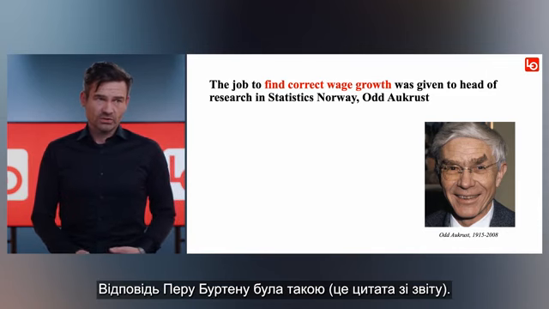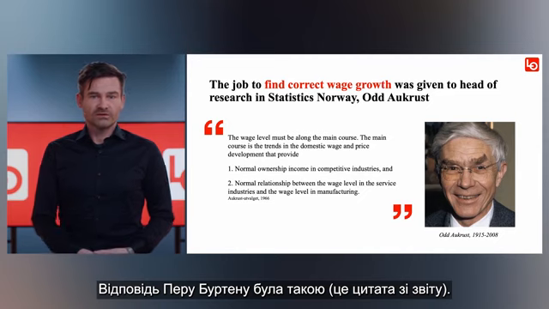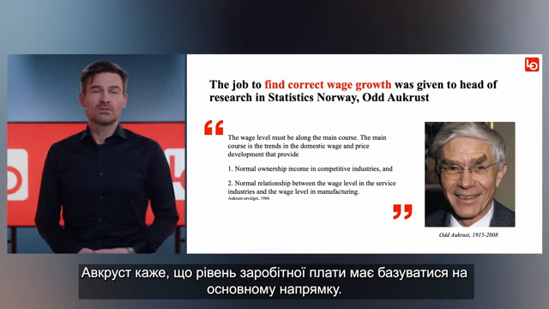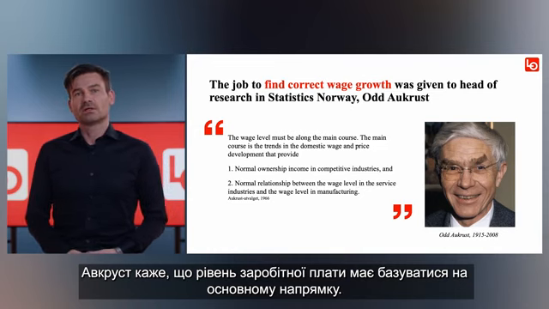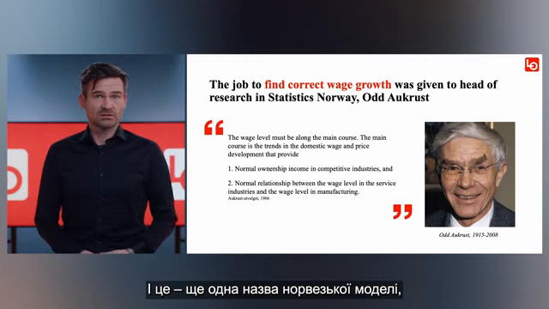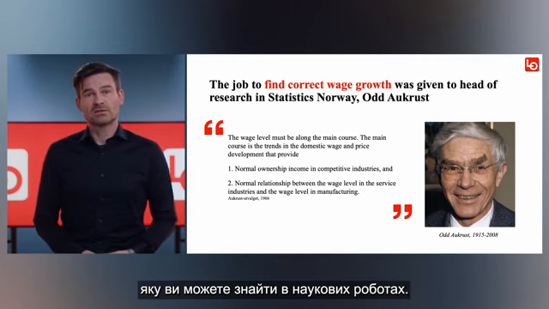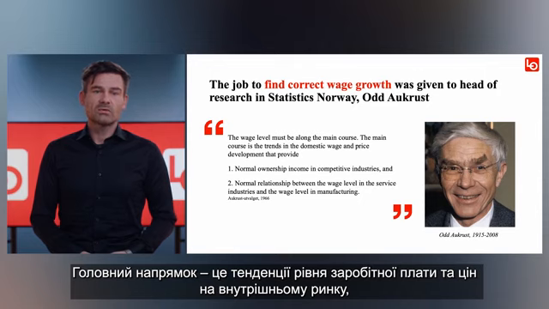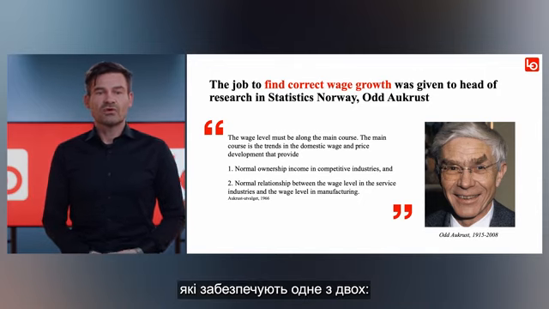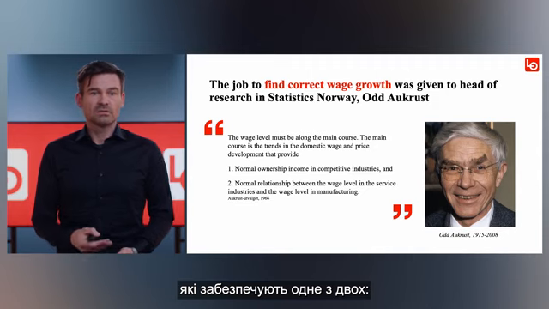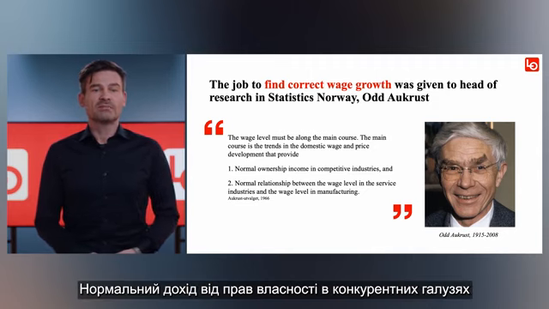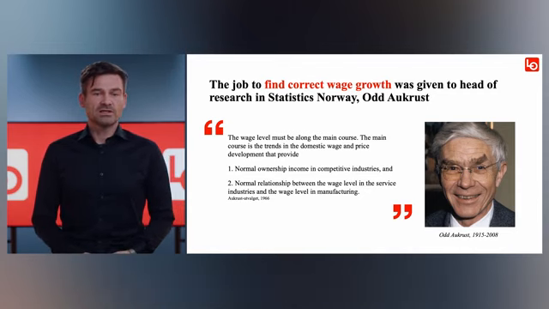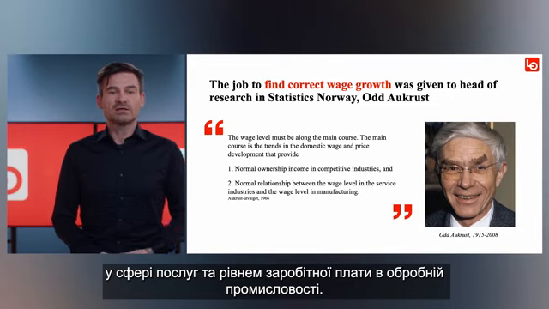The answer to Per Borten was, and this is a quote from the report, Aukrust says that the wage level must be along the main course. And that is another name for the Norwegian model that you might read about in academic papers, the main course model. The main course is the trends in the domestic wage and price levels that provide, one, normal ownership income in competitive industries, and two, a normal relationship between the wage level in the service industries and the wage level in manufacturing.